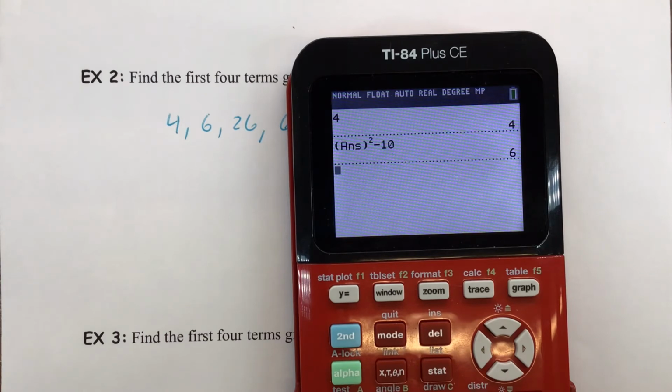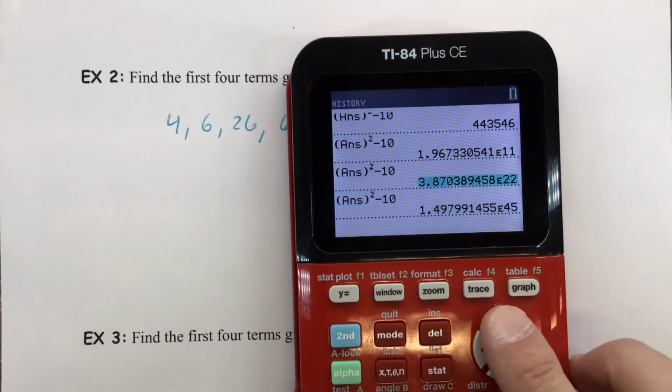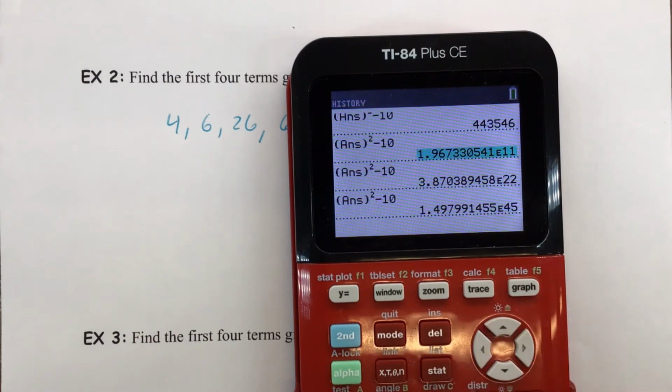Then you can immediately press enter. It's going to take the 6, plug that in to get the next answer. You can press enter again, pulls up the fourth term, 666. And of course, you can continue to do this as long as you need. At some point, you might get values that are a little bit too large here, so it goes to scientific notation, but the idea still applies that you can build off of that last answer.